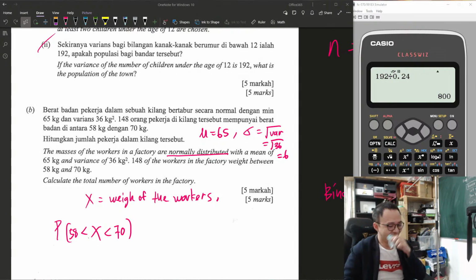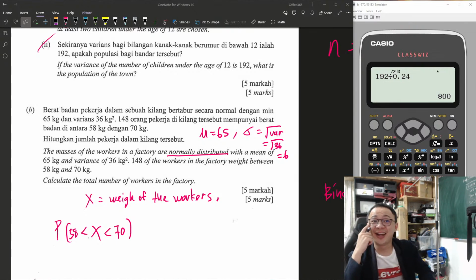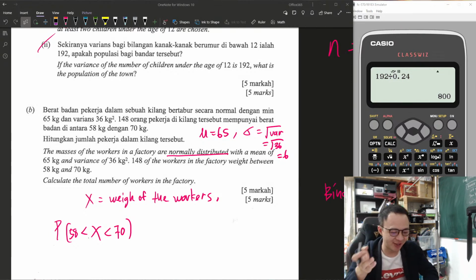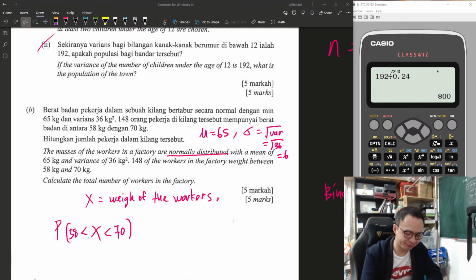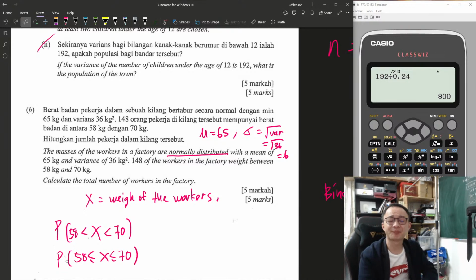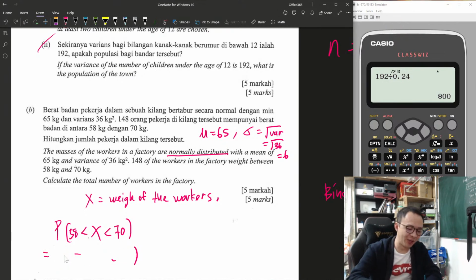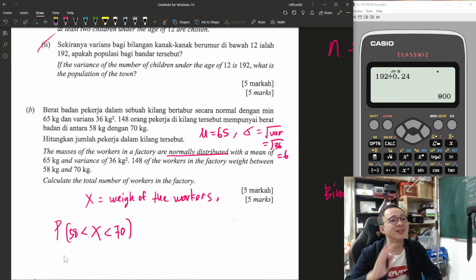Okay, so we actually have X, which is the weight of the worker between 58 kg and 70 kg. Some students actually ask me, does it make any difference if this has the equal sign or no equal sign? I want to tell you, in the SPM syllabus, you just assume it doesn't make any difference at all. Of course, in A level or STPM, you have something called continuity correction. But right now in SPM, both of them look exactly the same. So we just assume they look exactly the same. So you want to write equal sign or no equal sign for the inequality, it's fine.